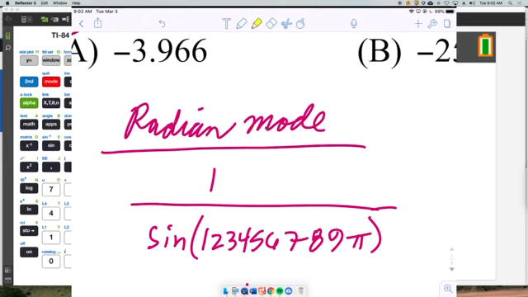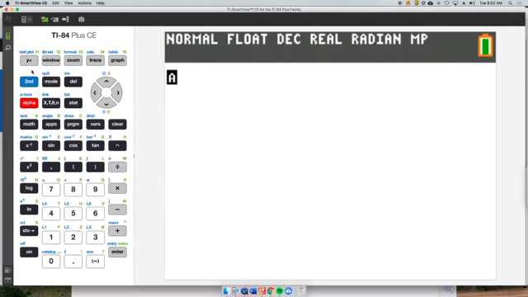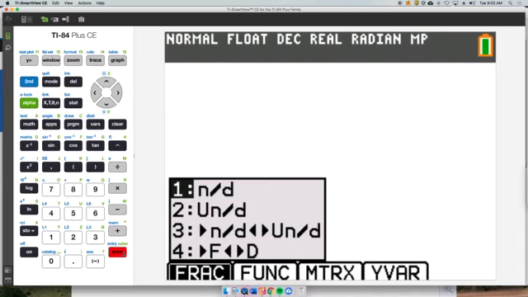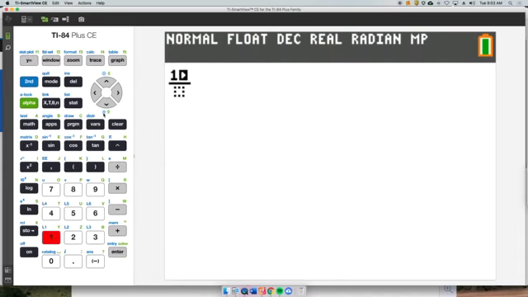You don't have to write radian mode. Just be in radian mode. If you want to write it, that's fine. But this is what I need to see because that's what we're typing into the calculator. Okay, ready? Here we go. So you can go alpha y equals, numerator denominator. It's 1 divided by sine of 1, 2, 3.